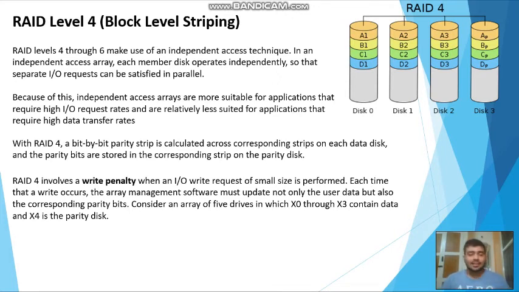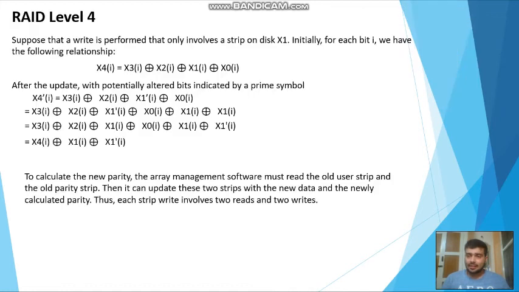So let us again consider an array of 5 drives that has X0 to X3 and contains X4 as the parity disk, right? So these are the calculations. Assume that this is our relationship, right? X4 equals X3 plus X2 plus X1 plus X0. After the update, there are potentially altered bits. For example, you've altered X1 and now you've also altered X4 as a result, because X1 has been altered.